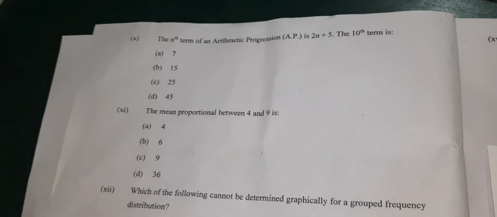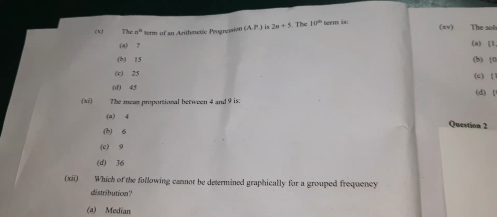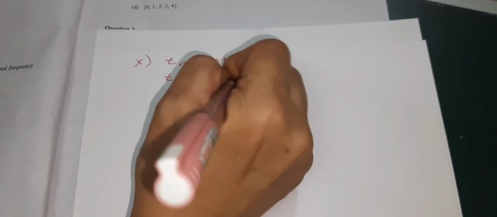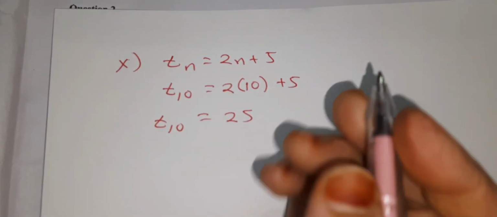Right? So we move on to the 10th sum. The 10th sum says the nth term of an arithmetic progression is 2n plus 5. So that means Tn is equal to 2n plus 5. And they ask you for the 10th term. So simply plug in 10 for n and figure out what the 10th term is. That's 25. That would be option C.